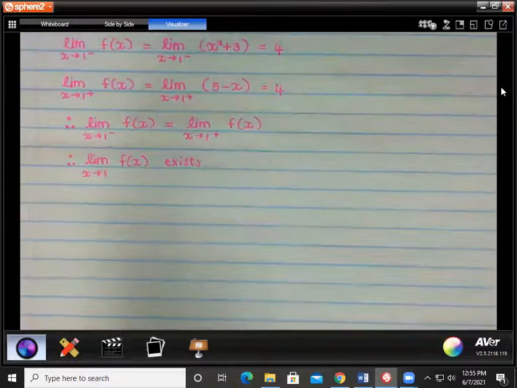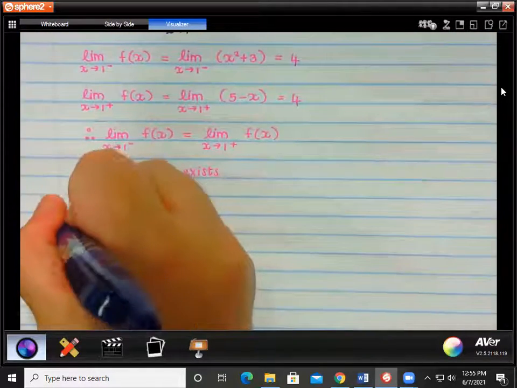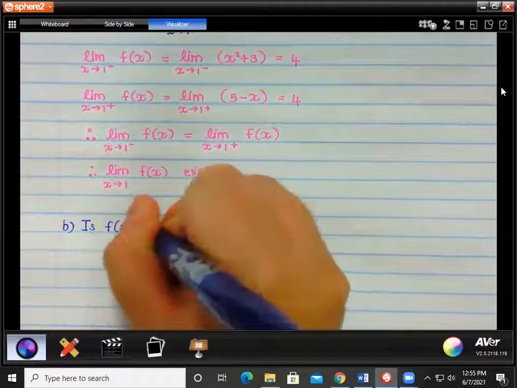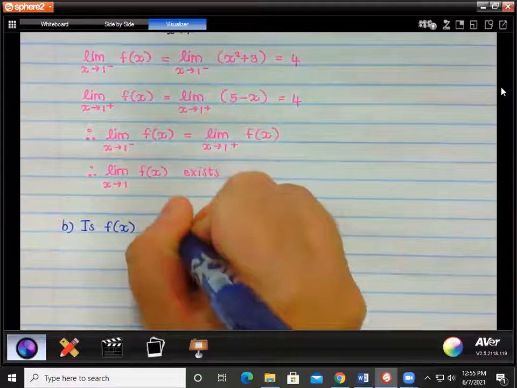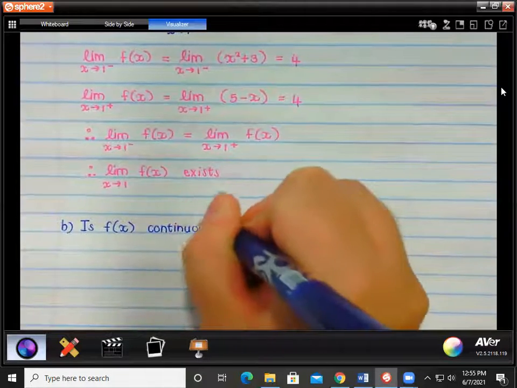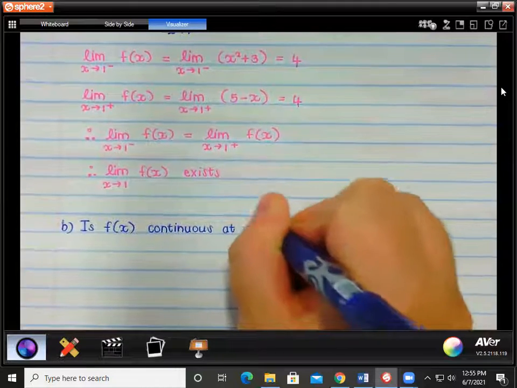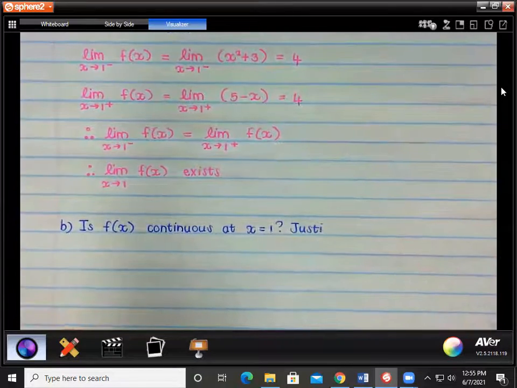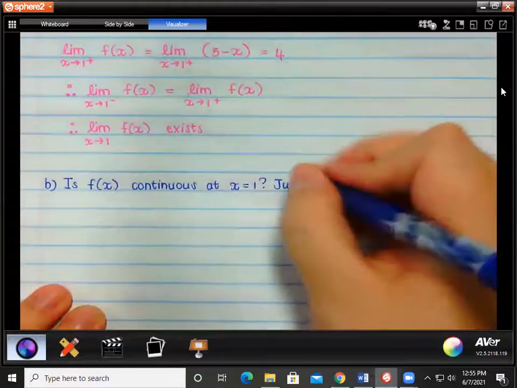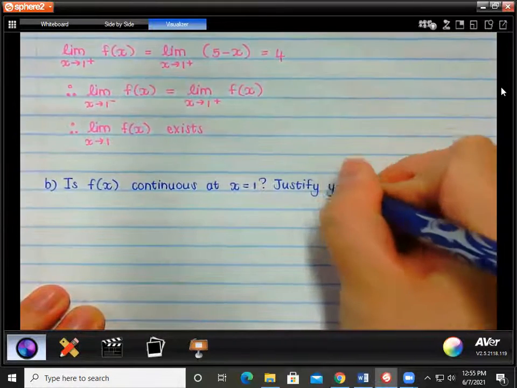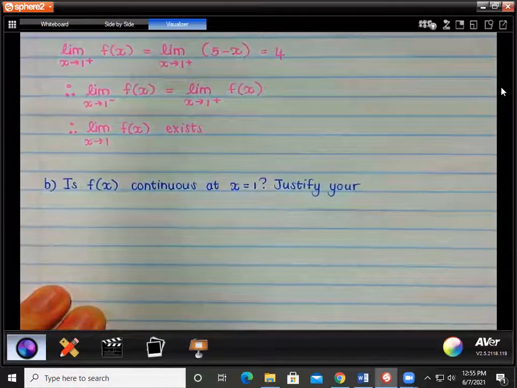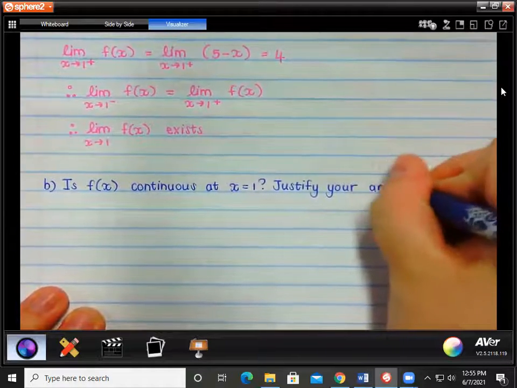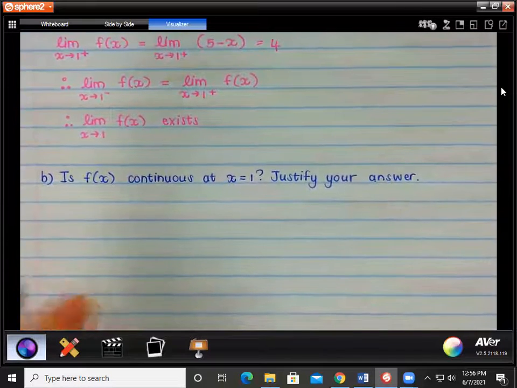Okay. All right, that's the first part. For B, now they're asking us, is f of x continuous at x equals 1? And then, of course, we can't just say yes or no with a smiley face. They do want us to justify your answer. Don't you guys feel like it's so short when you just say yes or no? You must say something else as well. All right, so justify your answer.